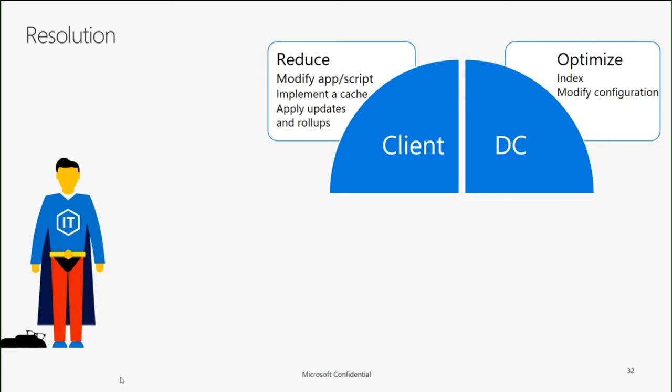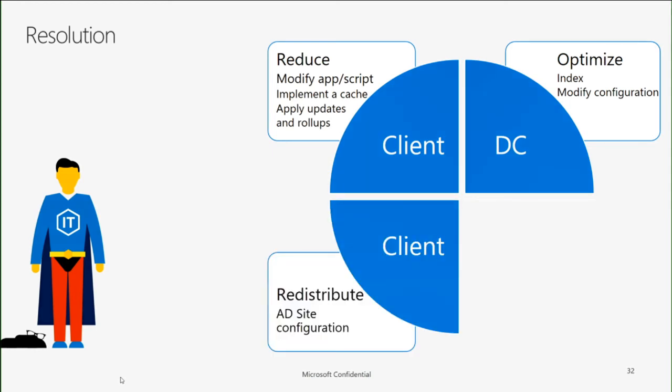What are DC side fixes? So we need to be able to optimize these inefficient workloads. So we can add an index for the attribute that they're searching on that is causing us to go to disk. Or we can modify our configuration. Maybe change, if it was the case of the LSA lookups, restrict anonymous lookups, we can set a registry value to basically block that behavior so we don't go out our trusts, go through our trusts.